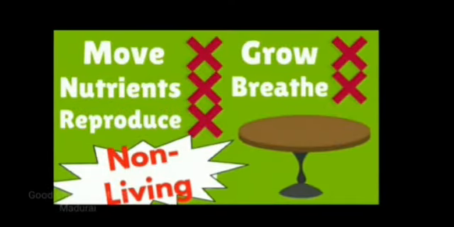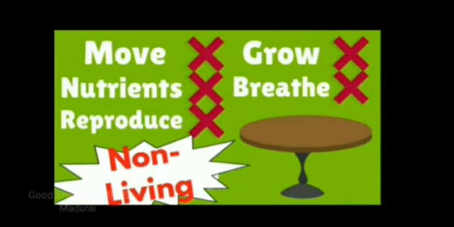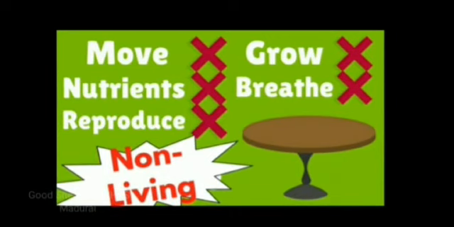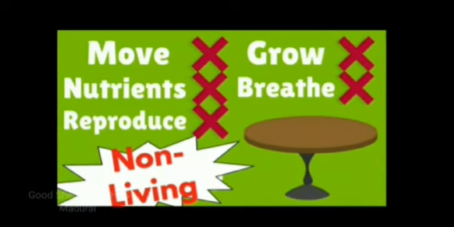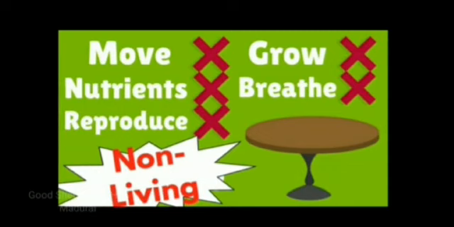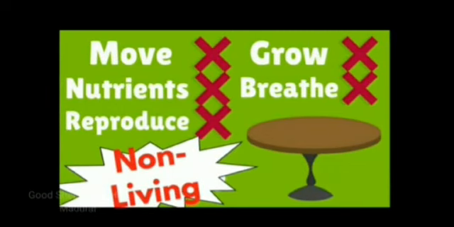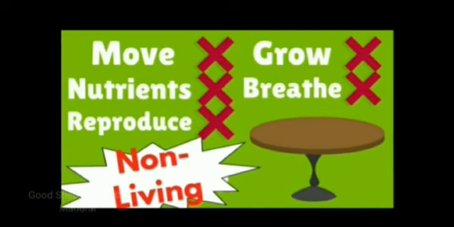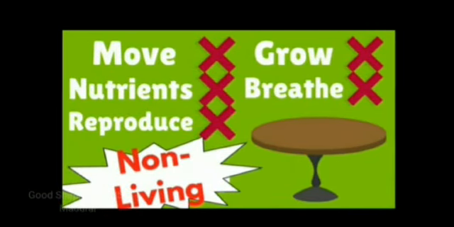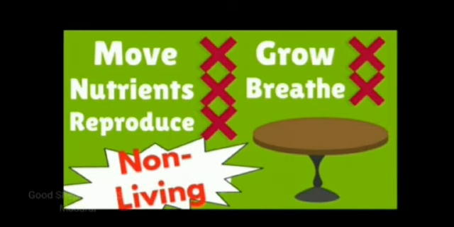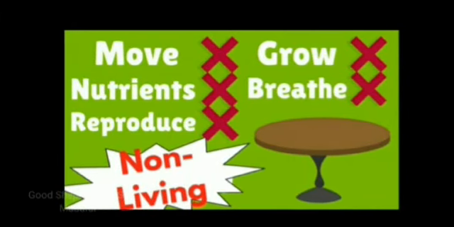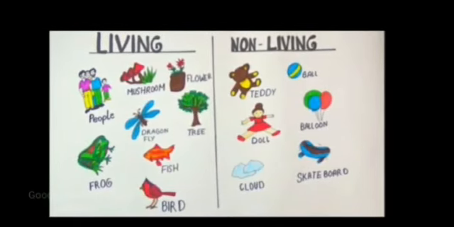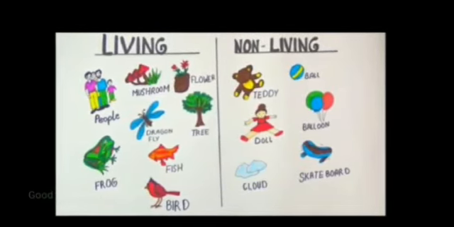Now we can see an example for non-living. Table. Can the table move? No, it does not move. And it does not have any nutrients, that is, it cannot take food. And it cannot reproduce. It cannot grow. It is in a fixed shape. And it cannot breathe also. So thus, the table is non-living. These are examples for living and non-living things.